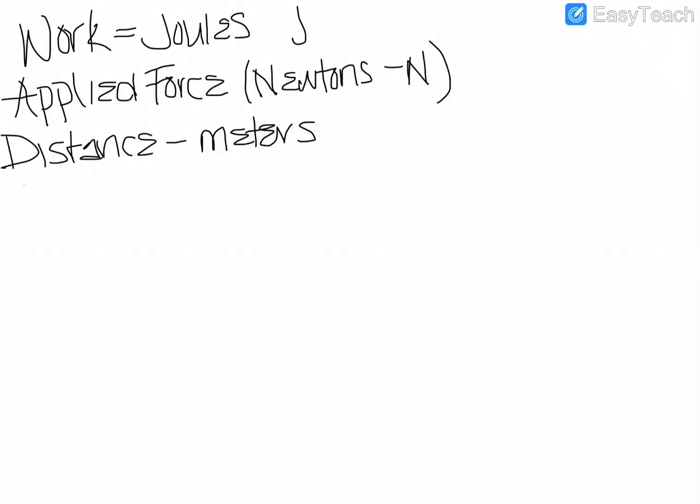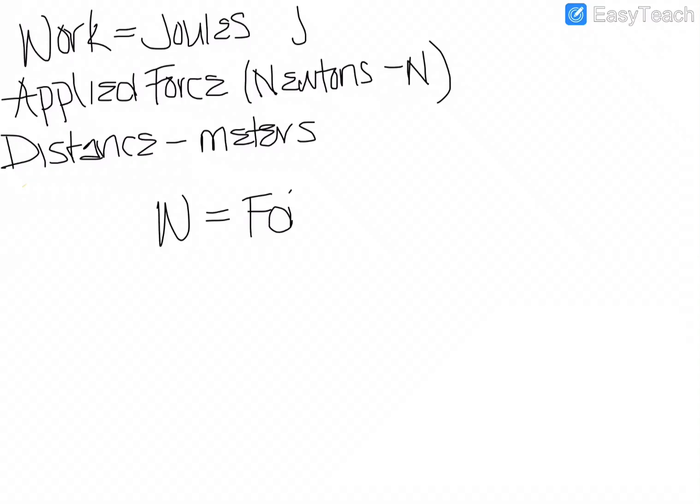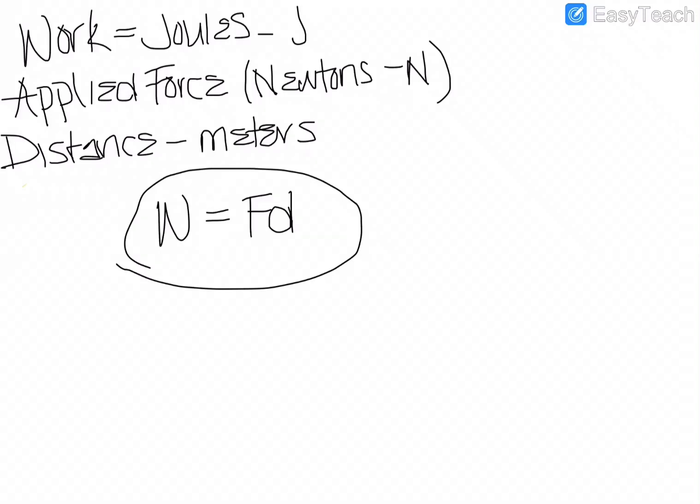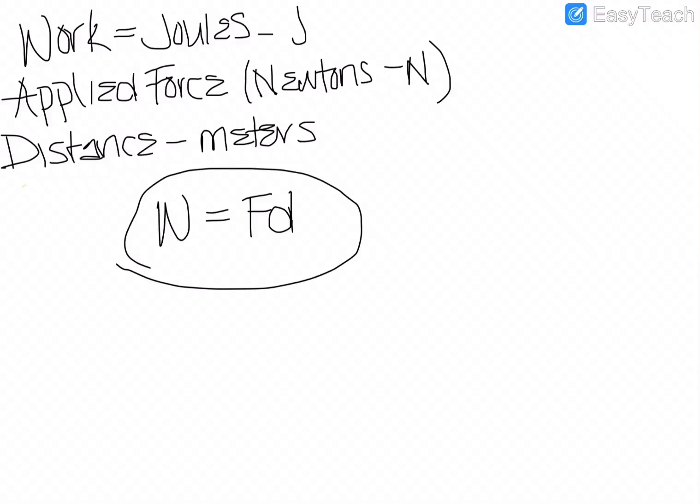Okay? So, in this work equation, you have work, applied force, and distance. And the equation is always going to be set up as W equals F times D. That is your work equation. So remember, work equals joules, which is the abbreviation J. Applied force is Newton's law, which will always be an abbreviation of N. And distance will always be in meters.